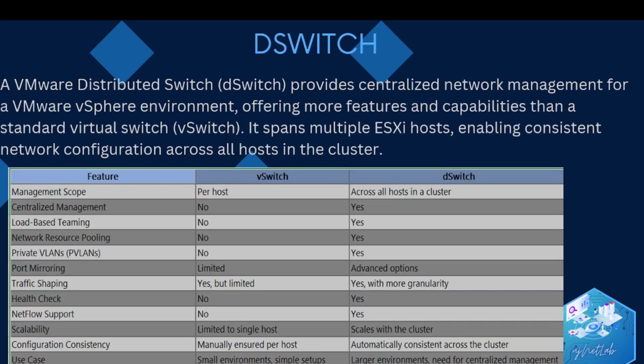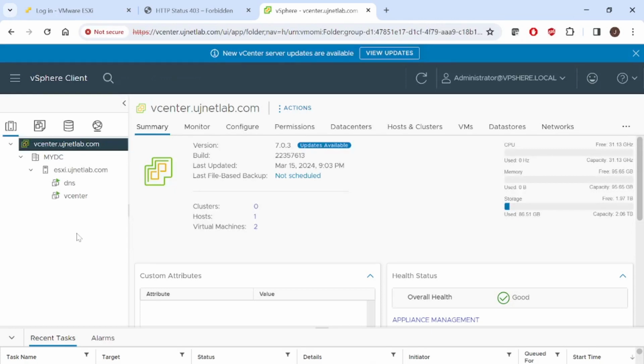Now let's discuss the D switch. The D switch provides centralized network management for a vSphere environment, offering more features and capability than a standard virtual switch. The main feature, I would say, is that it spans multiple ESXi hosts. So if you have multiple ESXi hosts here, one switch will serve all the ESXi hosts.